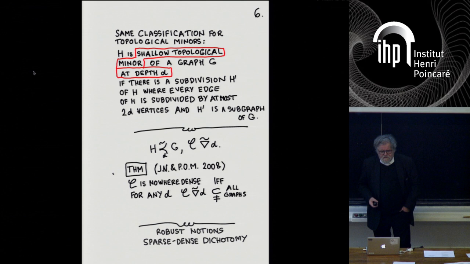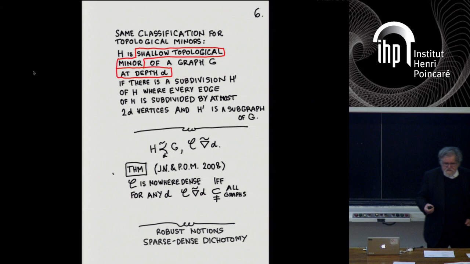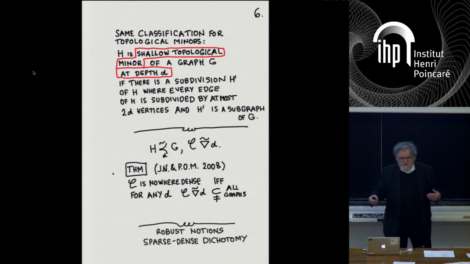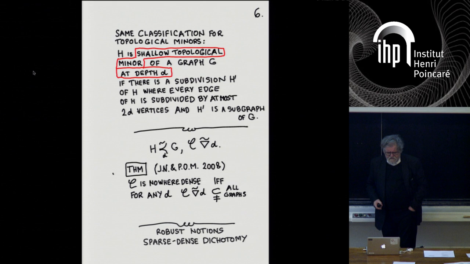And a shallow topological minor is something which is even more simple than the definition of the shallow minor. You just speak about the subdivision. You have a graph, and you subdivide every edge boundedly many times, by at most d points. And if this graph belongs to your class, then you say that it belongs to this derived class. So this C with the nabla tilde, d, is the class of all graphs which can be subdivided in this bounded way, at most d points per edge, so that you get a subgraph in your class. And it's the same thing.